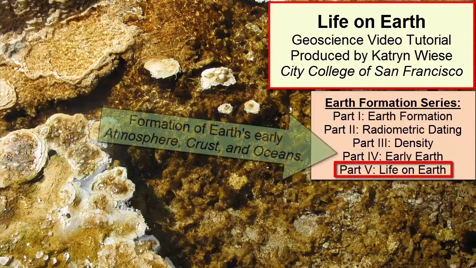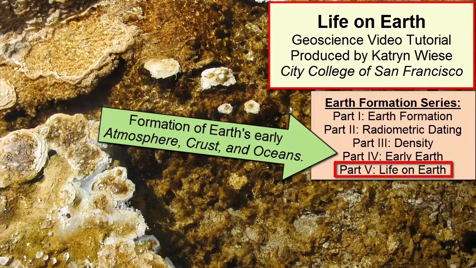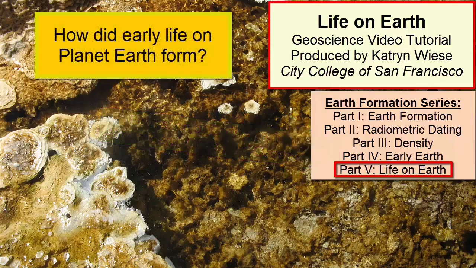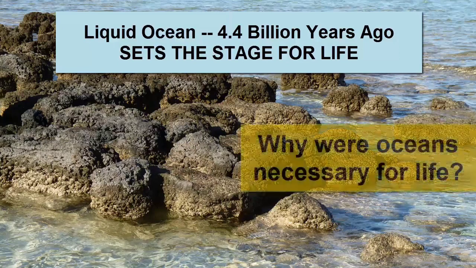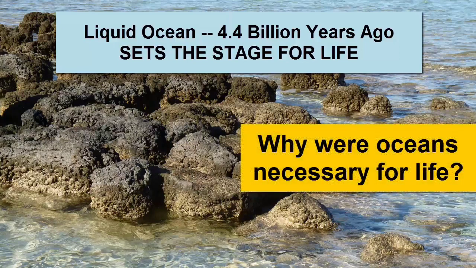After having watched the early Earth video tutorial, we now have an understanding of how Earth's early atmosphere, crust, and oceans formed. But how about life? When did that evolve? And what was early Earth's life like? With a liquid ocean layer present on our surface 4.4 billion years ago, the stage was set for the earliest life to evolve. Why were oceans necessary for life?